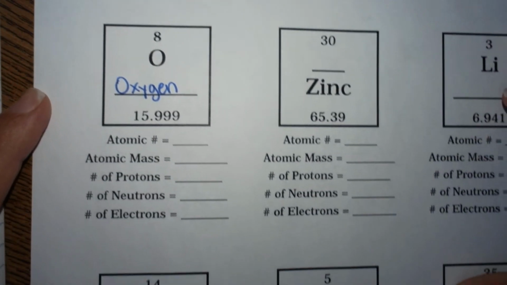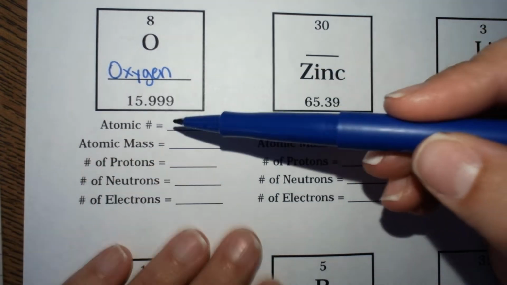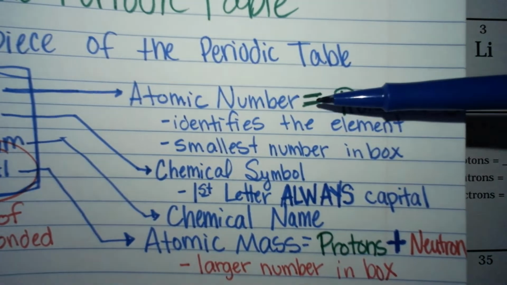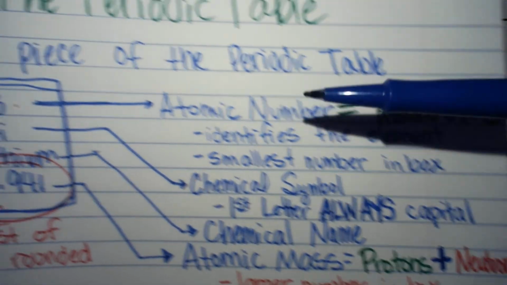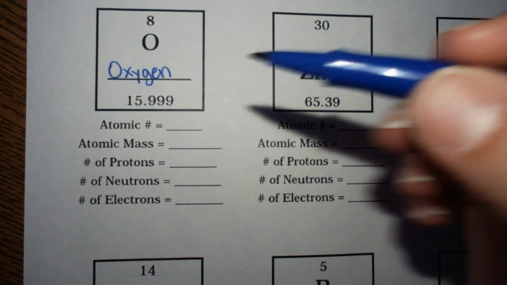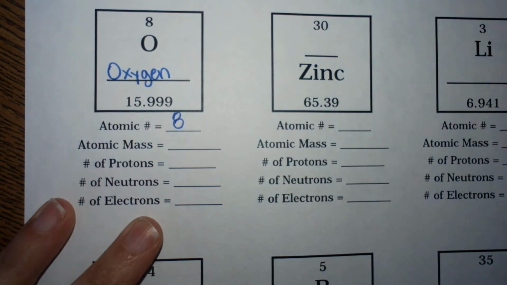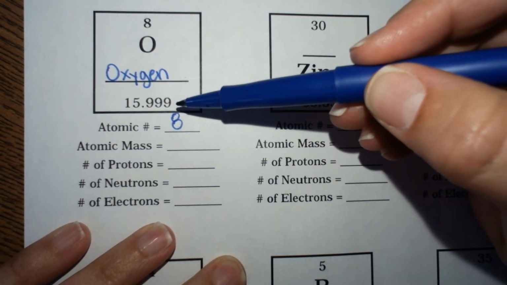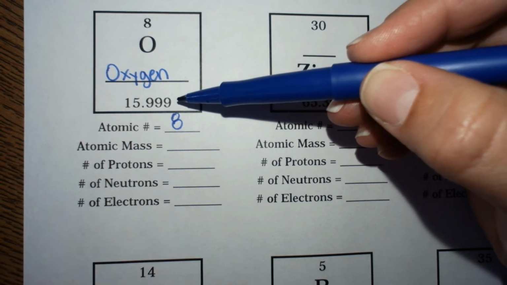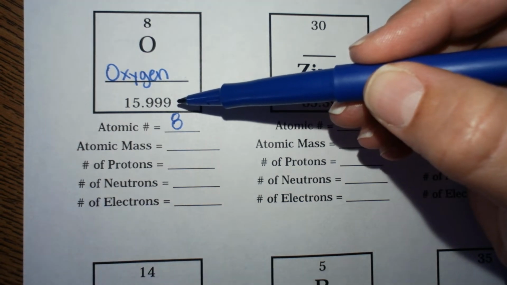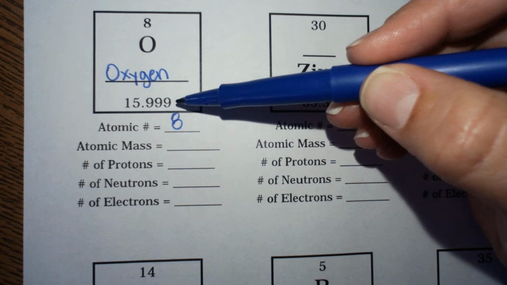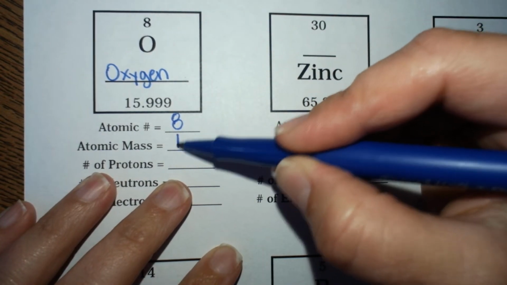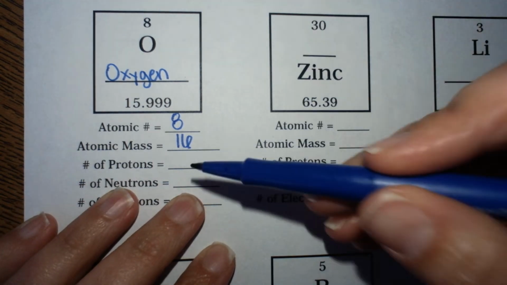All right. And then atomic number. If we look back at our notes, the atomic number is the smaller number in the box. The atomic number was at the top. So we know that that's 8. The atomic mass is 15.999, but we are not going to write 15.999. What are we going to write there? 16, because we're going to round that to the nearest whole number for our purposes.